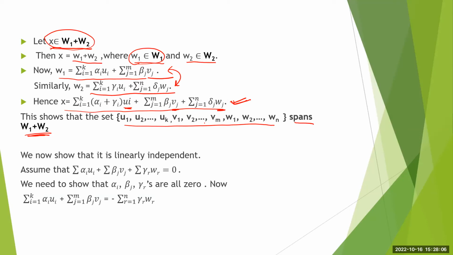For this, assume that summation alpha i ui plus summation beta j vj plus summation gamma r wr is equal to 0. What I need to prove, for linear independence, is that all alpha i's, all beta j's, and all gamma r's are equal to 0. From this equation, I get summation alpha i ui plus summation beta j vj, and I took the last term to the RHS, so it will be minus summation r is equal to 1 up to n gamma r wr.